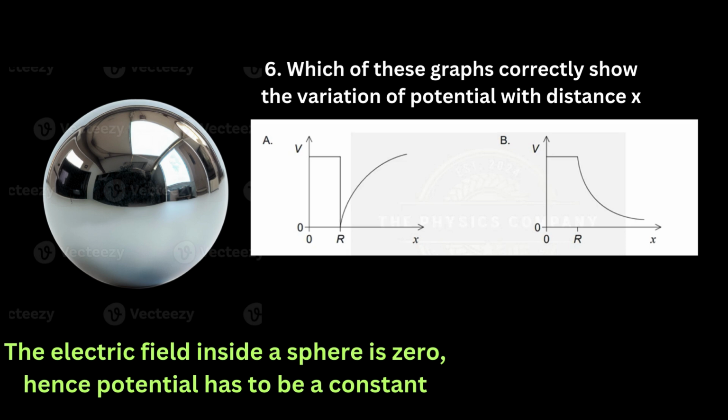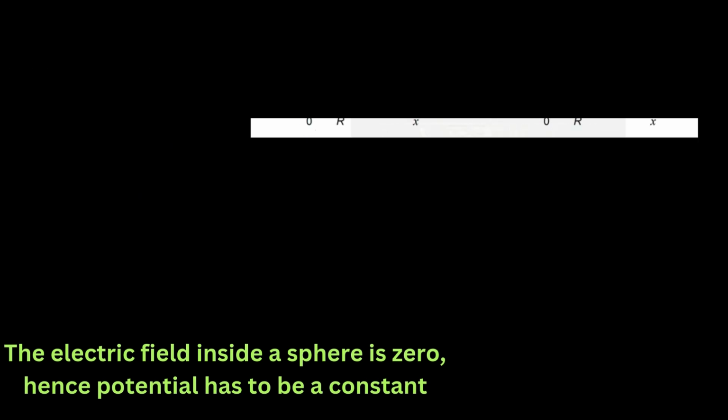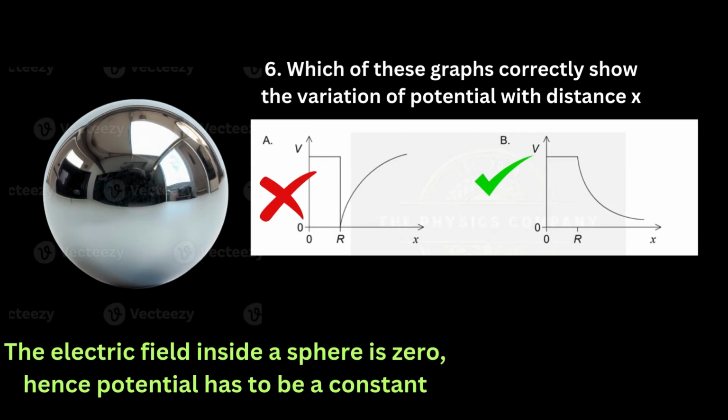Remember what we talked about earlier regarding the electric field inside a hollow conducting sphere? What was special about it? The electric field inside is 0, right? And that has a direct implication for the electric potential. Exactly. If the electric field is 0, the potential has to be constant throughout that region. So we can immediately rule out any graphs that show a changing potential inside the sphere.